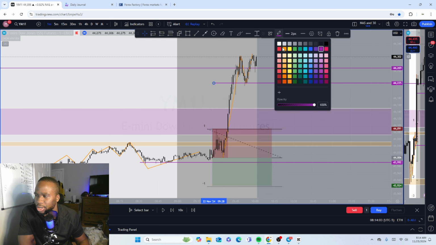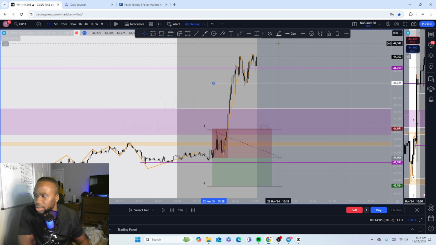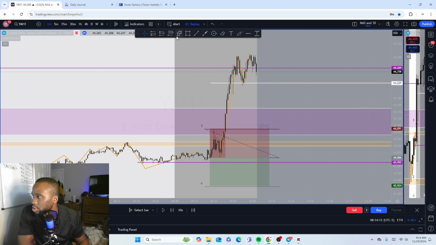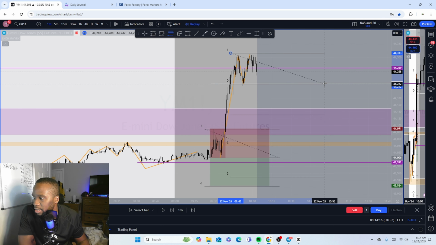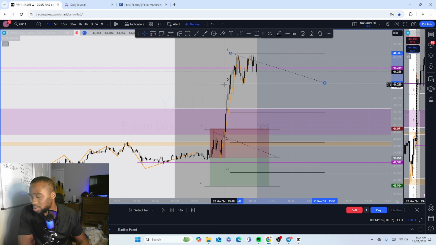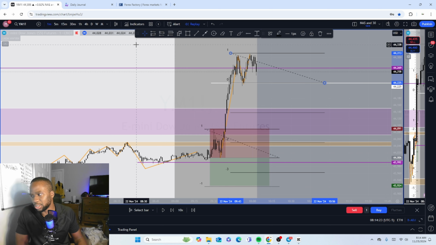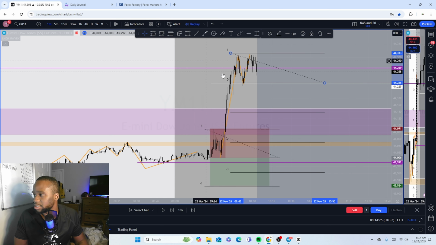Let's make it another color. Let's make it white. Sure. Right there, right before the drop, right? So let's just draw out my fibs, throw my fibs on it. This is something I was like, all right, cool. I lost that first trade pretty quickly as well. Let's take this next trade.